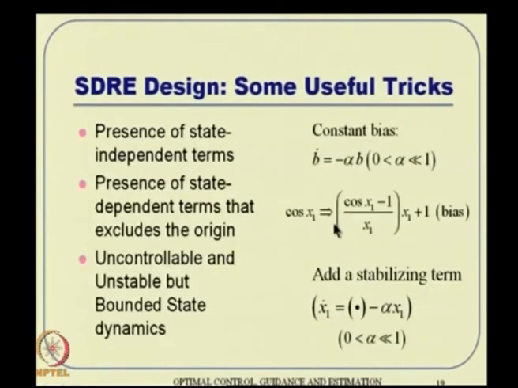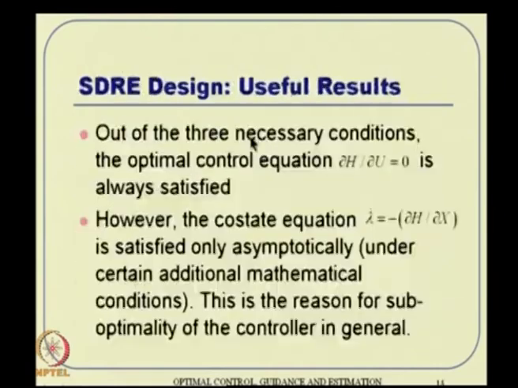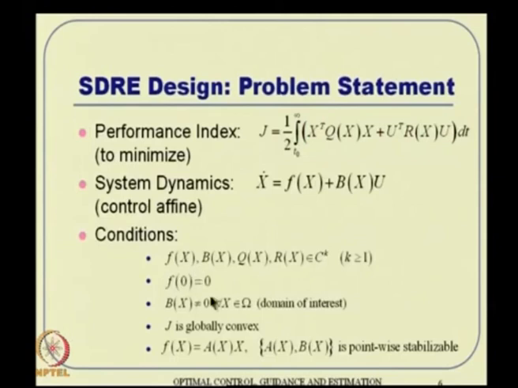Alright, so there are also some useful tricks suggested by Cloutier and his group. First things first, what if there is a constant bias term? Remember, everything here revolves around the requirement that f of 0 has to be 0. If f of 0 is non-zero, then what do you do? If you have x dot equal to f of x plus b, some bias vector, let us say, then x dot will not go to 0. x dot will become b basically. Then what happens there?